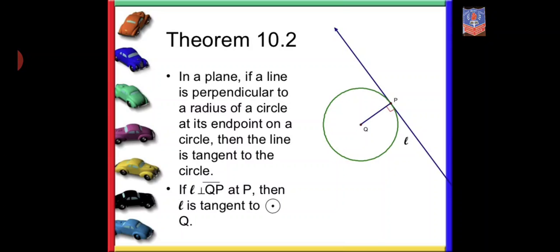In theorem 10.1, if L is tangent, then it is perpendicular to the radius at the point of contact. Here it is the opposite: if L is a line perpendicular to the radius, then that line L will be the tangent at the point of contact P. Okay, I hope you understood. It is the converse theorem of theorem 10.1. Okay students, now let us discuss exercise 10.1 of our NCERT textbook.